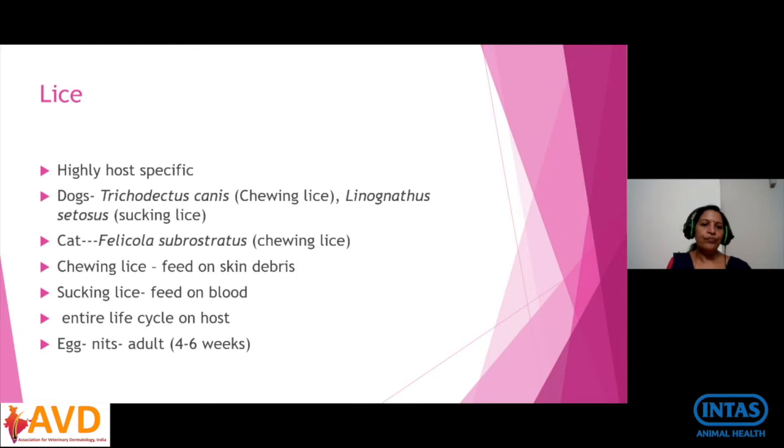Next important parasite is lice. Lice are highly host specific. In the dog, it is affecting Trichodectes canis, that is chewing lice, and sucking lice. Chewing lice eat the debris and sucking lice feed on the blood. We know this as Linognathus setosus in case of sucking lice. In case of cat, the main chewing lice is Felicola subrostratus.